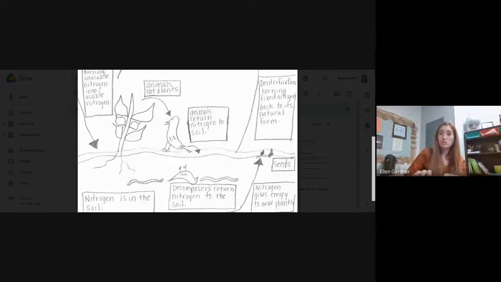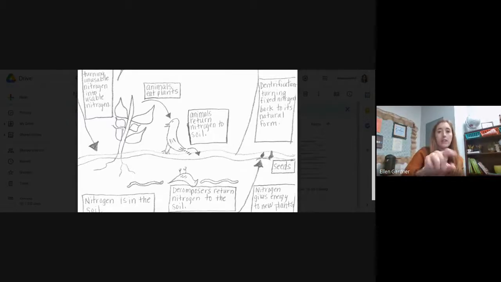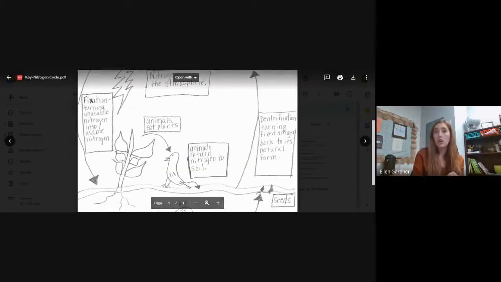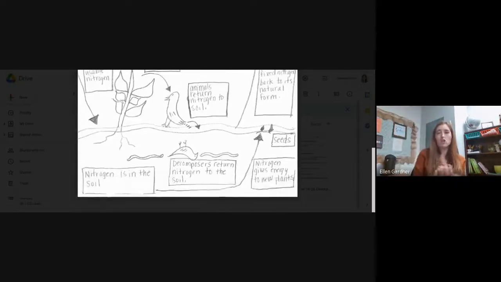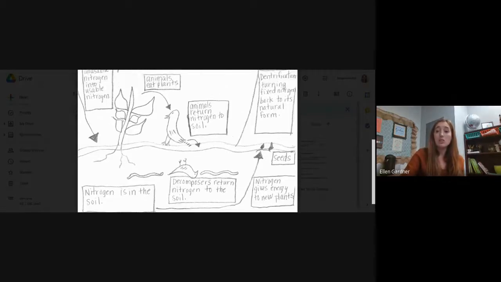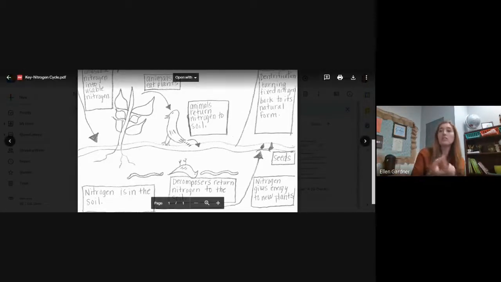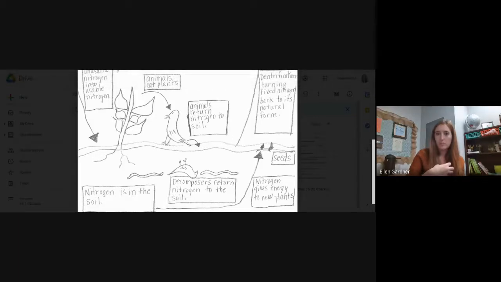To the soil. So it goes to the soil through rain and lightning. There is that process of fixation, which turns it into a nitrogen that's going to be able to be used by the plants. It goes to the soil. The soil, once the nitrogen is in the soil, it helps these plants to grow. It goes into the roots, and the animals eat the plant, get some of that nitrogen.